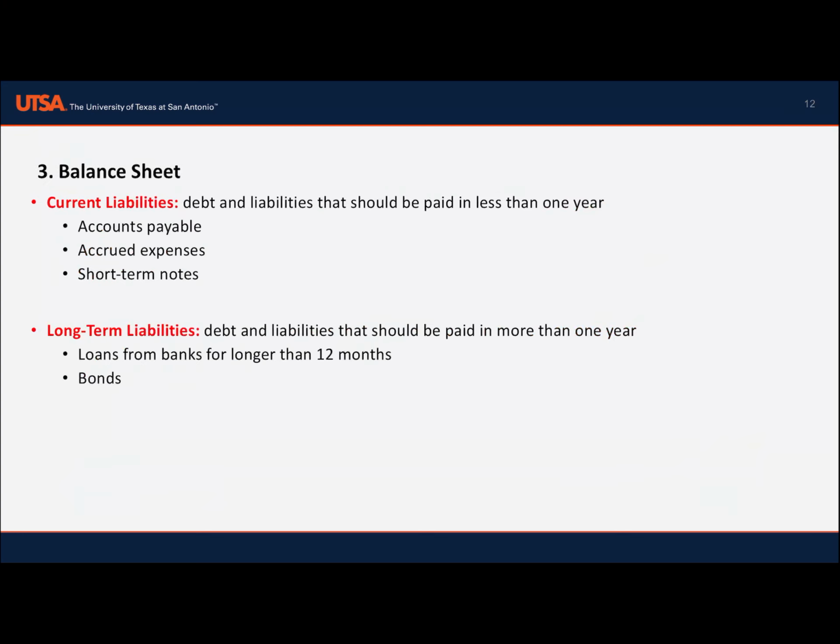Current liabilities are debts and liabilities that should be paid in less than 1 year, for example, accounts payable, accrued expenses, and short-term notes. Long-term liabilities include debts and liabilities that should be paid in more than 1 year. For example, we can give the example of loans from banks for longer than 12 months, and bonds.